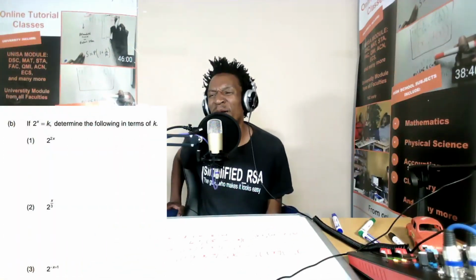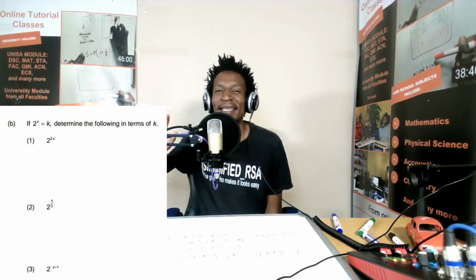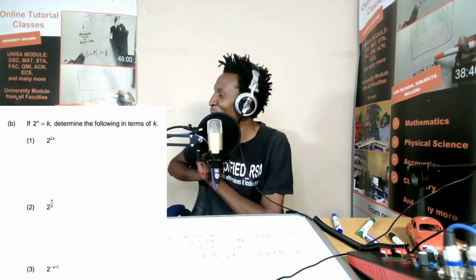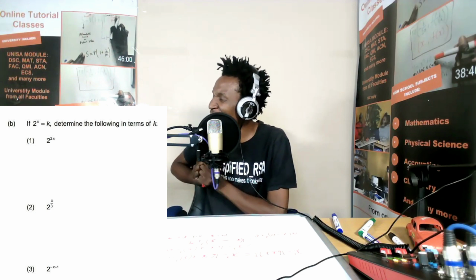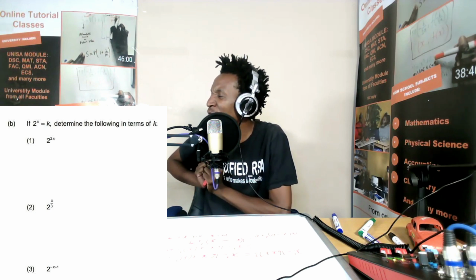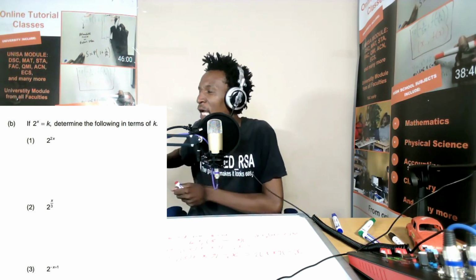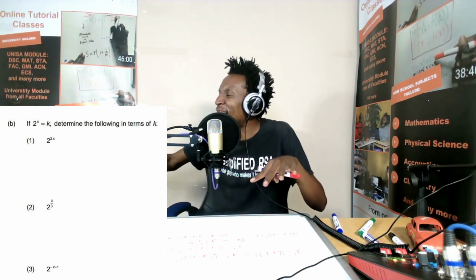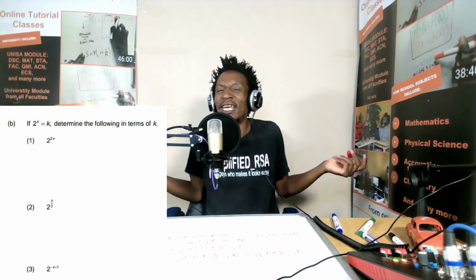So now with number B, guys, they're just giving you 3 marks, technically. Because if you see, the question states that if 2 to the exponent x is equal to k, determine the following in terms of k. So 2 to the exponent x is k. All you need to do is represent any other given thing in terms of k. Guys, I would say these are 3 marks which are just taken. Let me show you how there's nothing to stress about here.